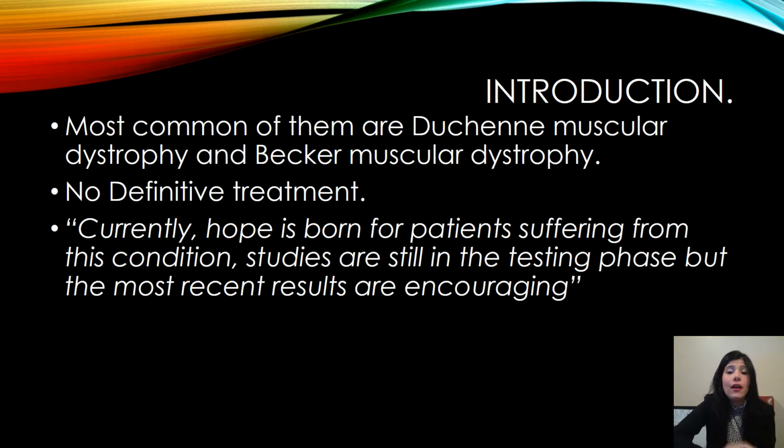The most common of them are Duchenne muscular dystrophy and Becker muscular dystrophy, which are the ones that I'm going to explain in my presentation. There is no definite treatment for this disease, but now hope is born for patients because there are some studies, still in the testing phase, that show really encouraging results.